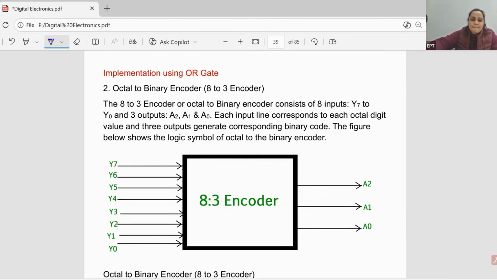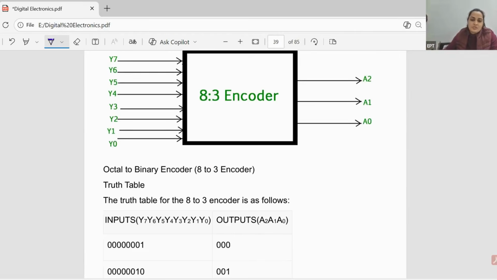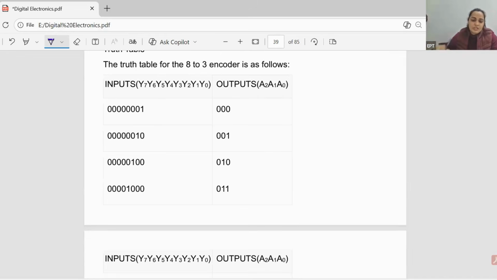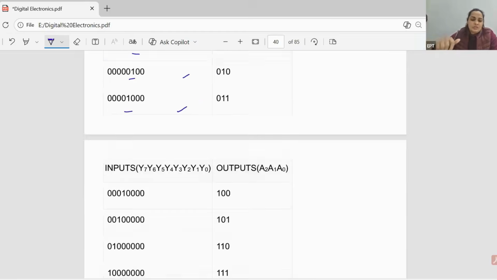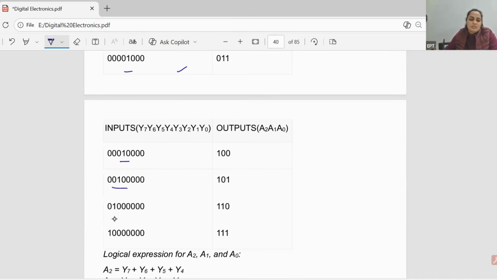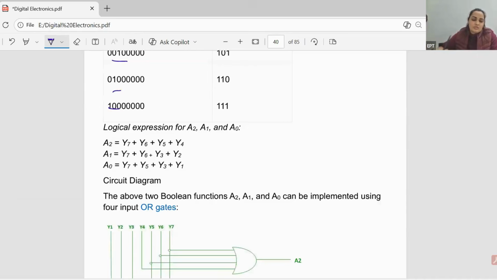Okay. Now this is the 8 to 3 encoder, 8 inputs, 3 outputs here, right? Like this you can fill the table, okay. So in the inputs of the encoder, only one bit will be high out of the 8 bits, okay. So we need only OR gates in the implementation of encoder, okay.